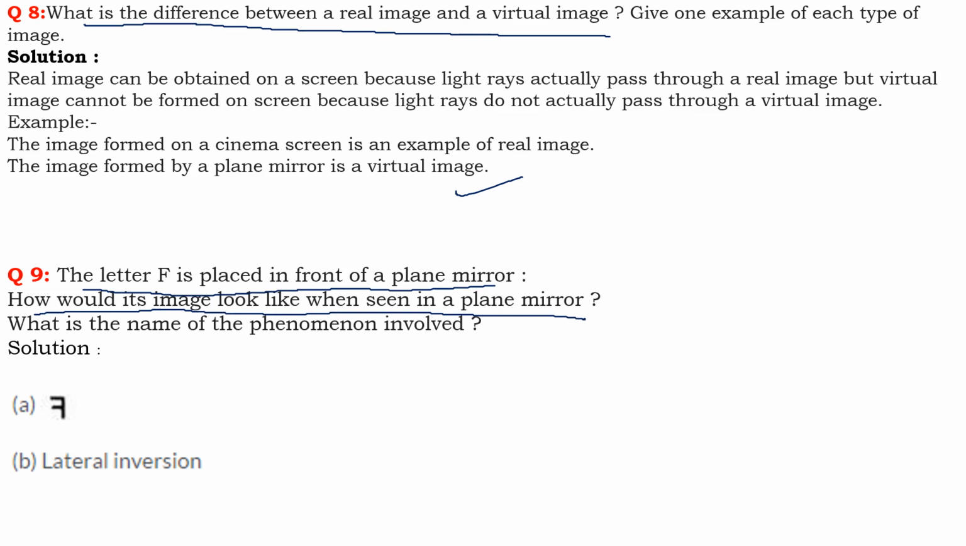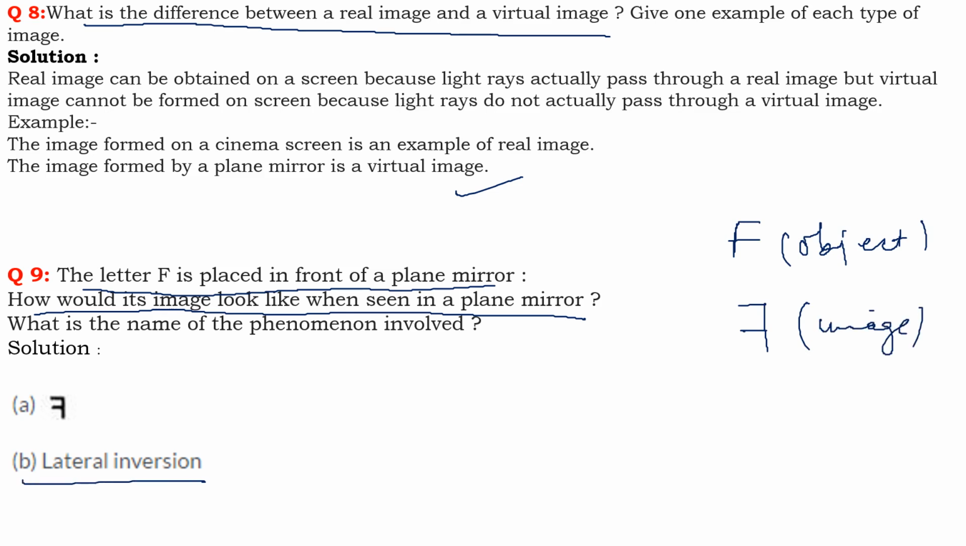So as I told, when this is your F in front of the mirror, this is the object, then its image will be inverted. This will be the shape of the image. Why? Because lateral inversion is taking place. Very important, I am repeating it.